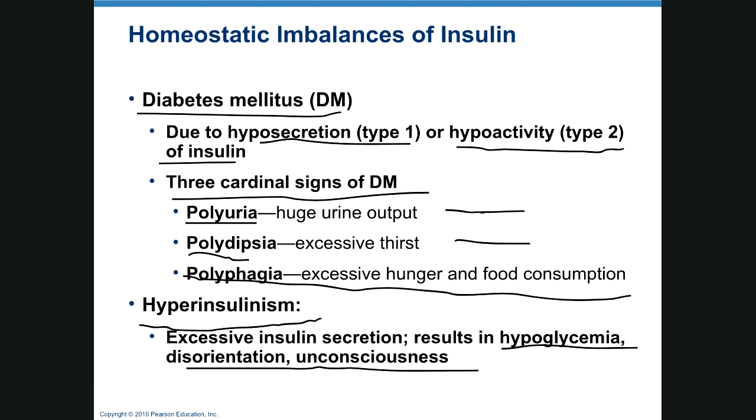Okay, insulinism, excess insulin secretion results in hypoglycemia, disorientation, and unconsciousness. It could be from a tumor. That's a possible thing. Most of the times when you see severe hypoglycemia, you have either a starvation case or a diabetic that took their insulin or had an insulin pump and did not eat. And they will become severely disoriented.